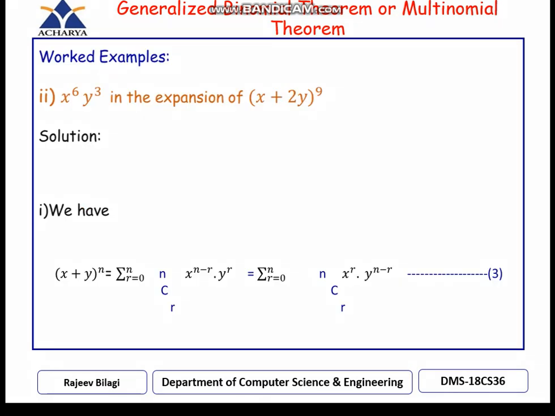Okay, the next second one is x to the power of 6 y cube in the expansion of this. So you know this particular formula, which is equation number 6, x plus y to the power of n is equal to the sum r is equal to 0 to n nCr x to the power of n minus r y to the power of r.